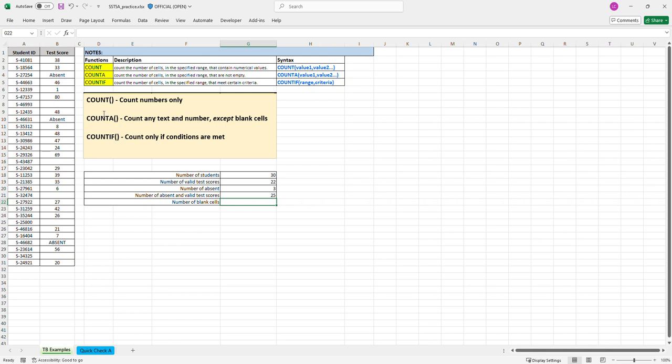How do we count the number of blank cells? We know that COUNTA counts text and numbers, except blank cells. So the number of blank cells will be the total number of students, which is the total number of rows here, minus the number of absent and valid test scores, which is this cell. So we have the formula: total number of rows minus the number of valid text and numbers. Then we have the number of blank cells, which is 5.